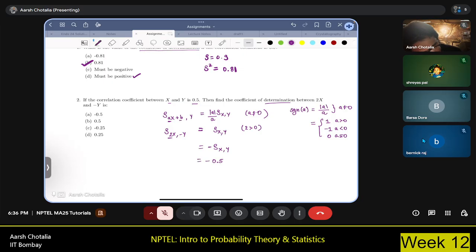And what is asked is the coefficient of determination. So we just need rho of 2x minus y squared, which is minus 0.5 squared, which is 0.25. Okay. So the correct answer is 0.25.